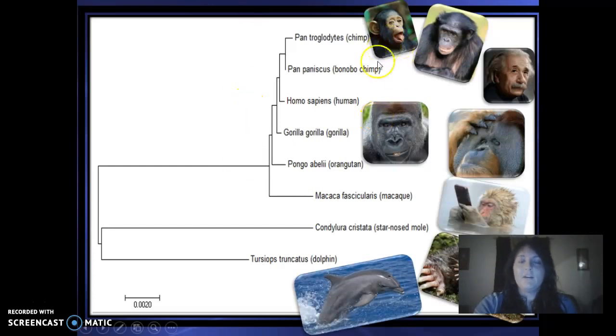So as you can see, I have a chimp, your typical chimpanzee, a bonobo chimp, here we are, humans. We have gorilla, orangutan, and a macaque. I thought that was a cute picture. And we all branched off about the same time, and we're all, as you can see, still very closely related. And over here, my 2 outliers, I have the star-nosed mole and the bottlenose dolphin, which branched off way earlier than we did. So I found that very interesting, and that concludes my presentation on Duchenne Muscular Dystrophy.